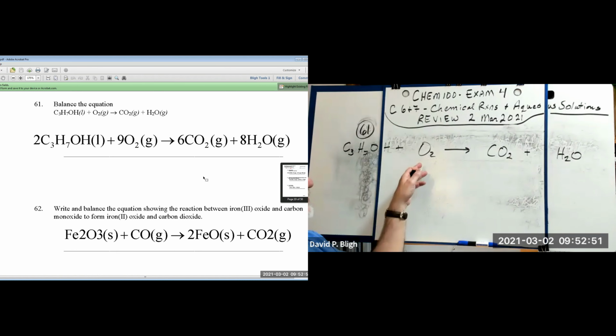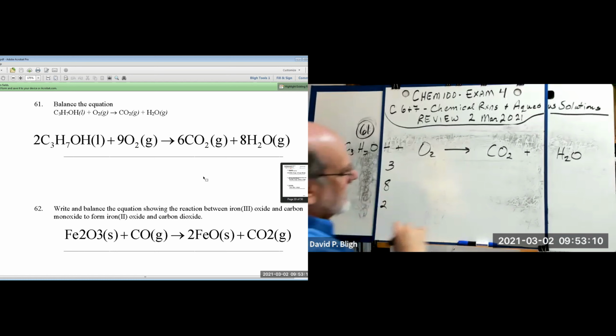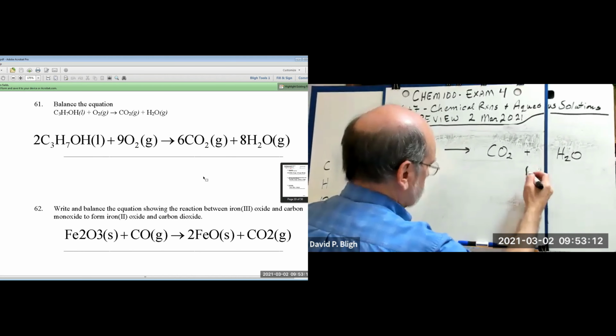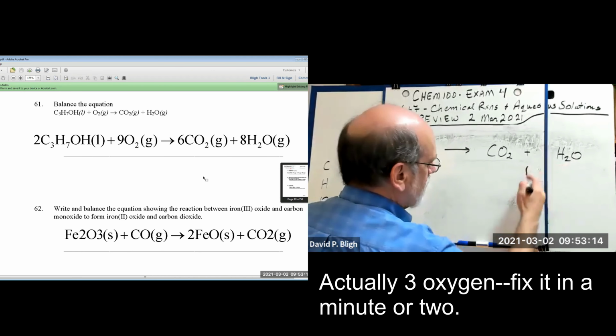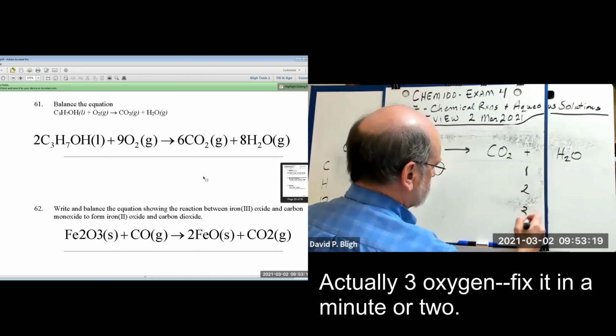So we do have oxygen that we can hold in reserve till the end. And now we want to do our tally: carbon, hydrogen, oxygen. So we have 3 carbons. We have 8 hydrogens. Don't forget that one. And we have 2 oxygens. On this side, we have 1 carbon. We have 2 hydrogens. And we have 3 oxygens.